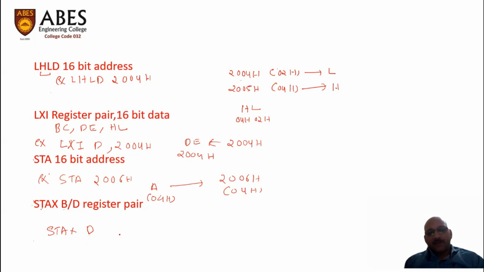What will it do? It will store the value of the accumulator to the memory location which is stored in the DE register pair. For example, the DE register pair has the value 2008. What we will do is store the value of the accumulator. For example, the accumulator has 06. Then this 06 value will be stored in this location.